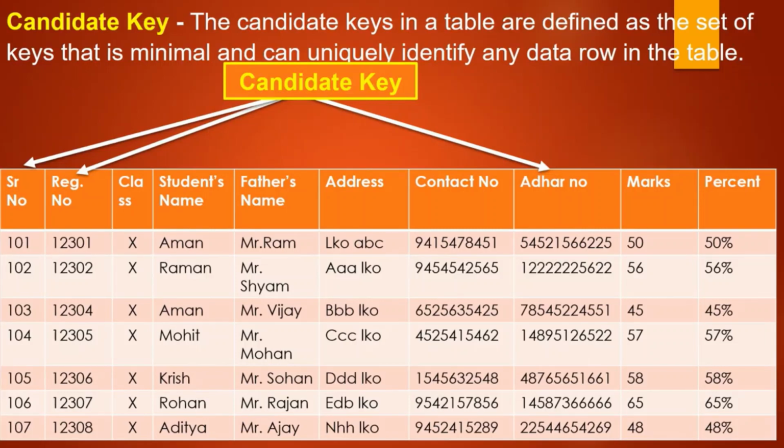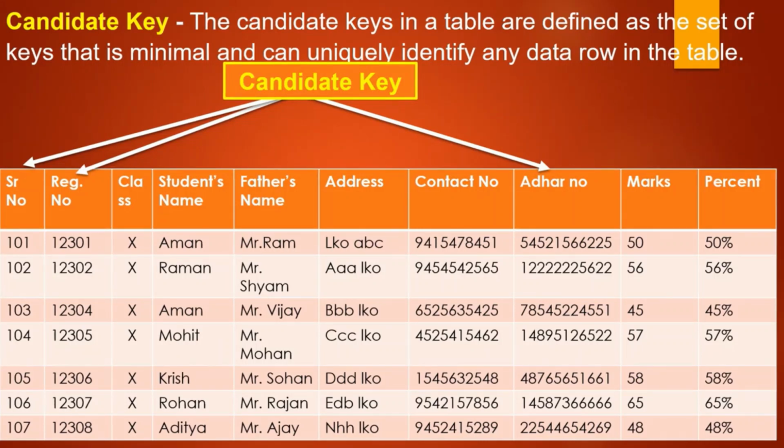Before selection of primary key, whatever the eligible fields that can be a primary key, that are collectively known as candidate key. Okay, तो वो सारे fields जो प्राइमरी की बनने के लिए एलिजिबल हैं, it means वो यूनिक डेटा स्टोर करते हैं, they are collectively called candidate key.